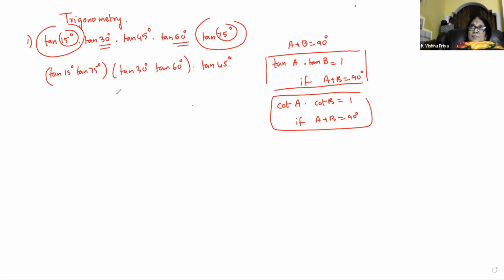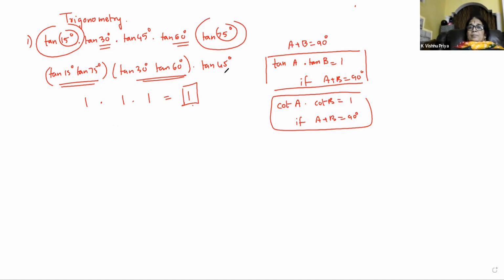This kind of steps you need not write in the exam. Just to make you understand, I'm writing all these, and it is taking so much time. But you can do it in 1 minute. So 15 plus 75 is 90, so this will become 1. 30 plus 60 is 90, this also will become 1. And we know tan 45 degrees is 1. So the final answer will be 1.